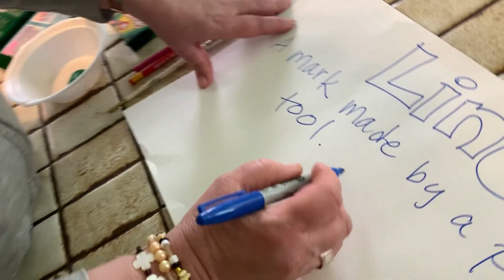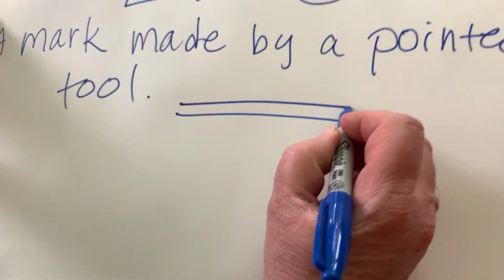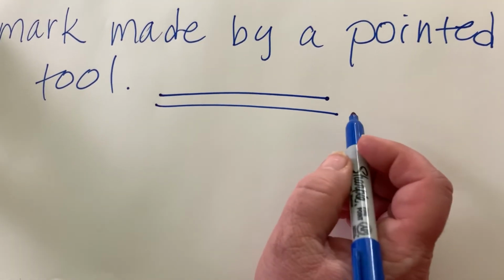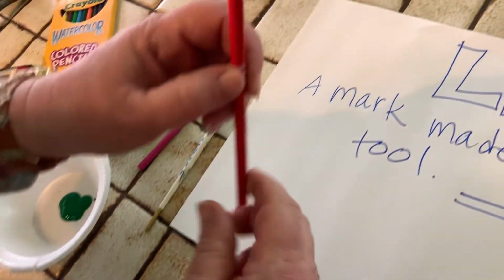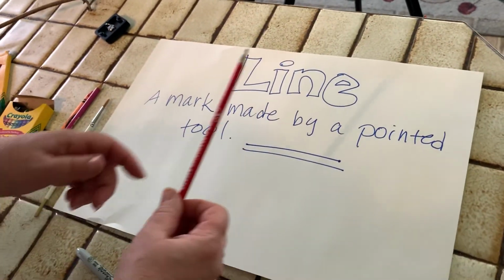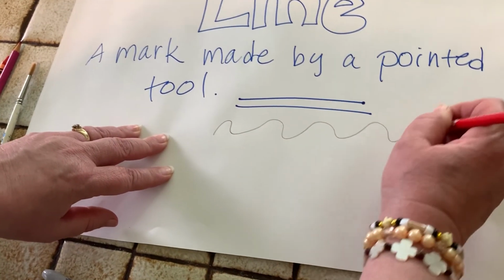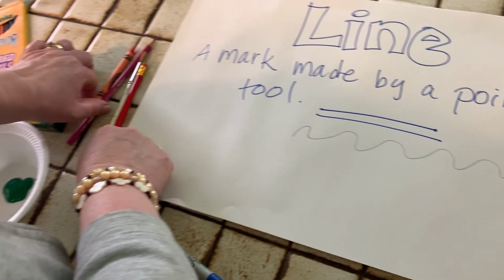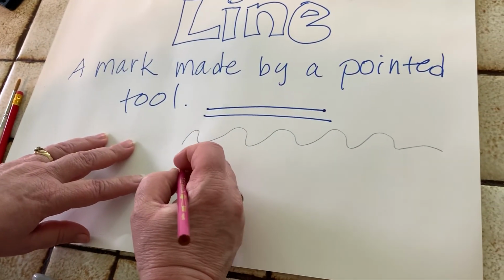So one of them would be a Sharpie. Can we make a line with a Sharpie? Here, I'm going to make two straight horizontal lines with a Sharpie. It's pointed. What about just a regular old pencil? We can make lines with a pencil because it's pointed. So what about maybe a colored pencil? We can make lines with colored pencils.